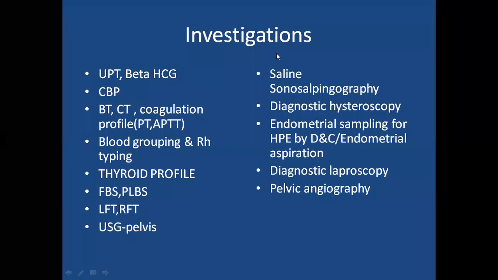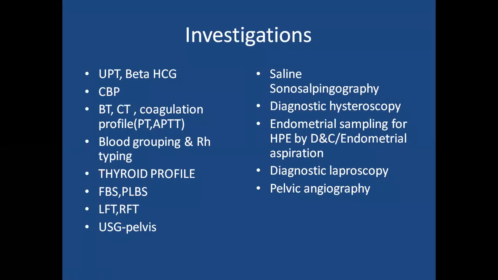So coming to investigations, women in the reproductive age group, you have to exclude pregnancy by UPT. All investigations must be relevant to your case, but not that all investigations must be done in all. Only relevant investigations must be done. And in complete blood picture, CBP is very important. In the CBP, you will know the Hb percentage, whether the woman is anemic or not, and the severity of anemia. Then if there is lymphocytosis, maybe tuberculosis or chronic disease is there.